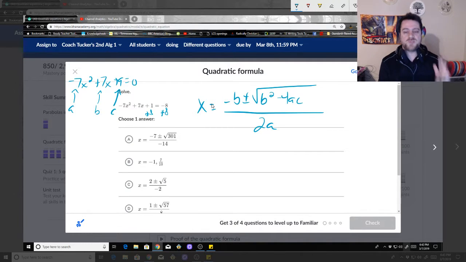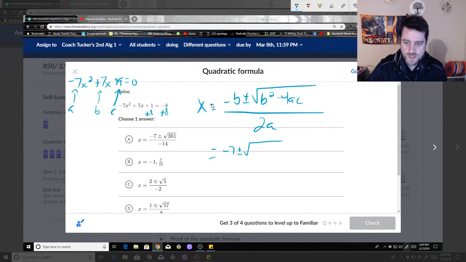The hardest thing about this way to solve it is literally the formula. So here we go. Negative b is positive 7, so it's negative 7 plus or minus the square root of b squared, which is 7 squared, minus 4 times a, which happens to be negative 7, times c, which is 9, all over 2 times a, which is negative 7, okay?